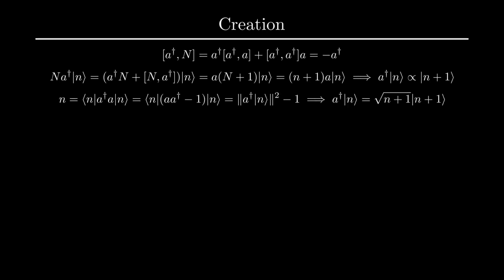For the creation operator, we have that the inner product gives us n plus 1 instead of n, meaning that a dagger acting on |n> effectively raises the value from n to n plus 1 for our given state, and it multiplies it by an additional factor of square root of n plus 1. Here, we do not impose any additional restrictions on n.